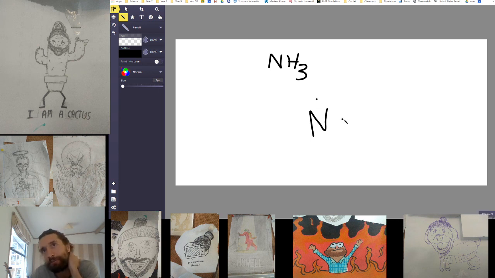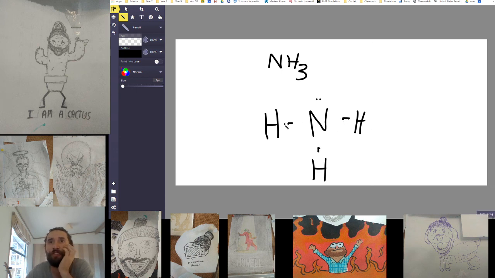Start at the top, and then start doubling up until we've got 5. We're going to have 3 hydrogens around it, and you've probably worked out they're going to pair up with the unpaired electrons and form a bond. Once again, each hydrogen has 2 electrons and the nitrogen has 8 electrons around it.